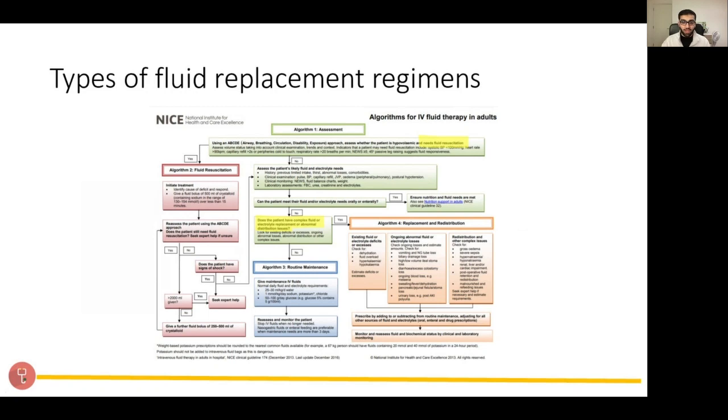If not, if they're generally quite stable, then we need to think about, are we going to give maintenance fluids or replacement fluids? And again, the two main things you need to consider when making this decision are, do they need fluid or electrolyte replacement? And are there abnormal distribution issues? So again, have a look at the IV fluid therapy algorithm for adults by NICE. It will be this exact diagram, and just go through it in a bit more detail.